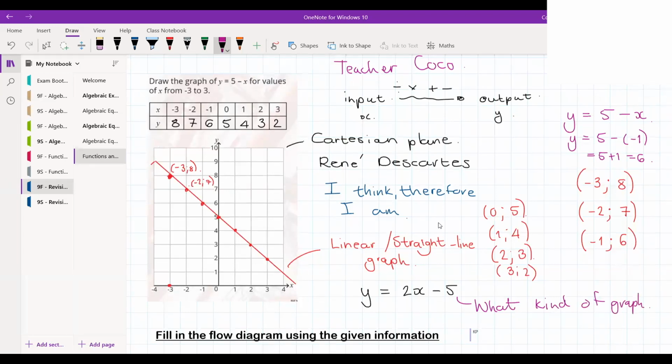And you can't say, ma'am, I don't know, because the name of the graph is sitting on the screen. If I gave you this, what kind of graph would I be able to draw? What kind of graph will it give me?